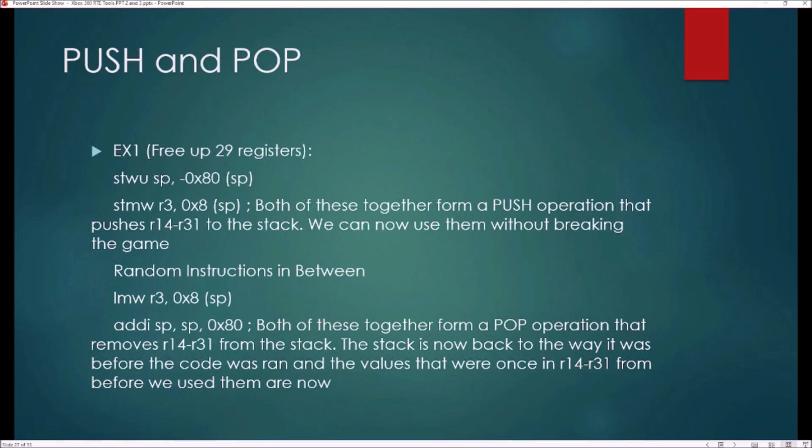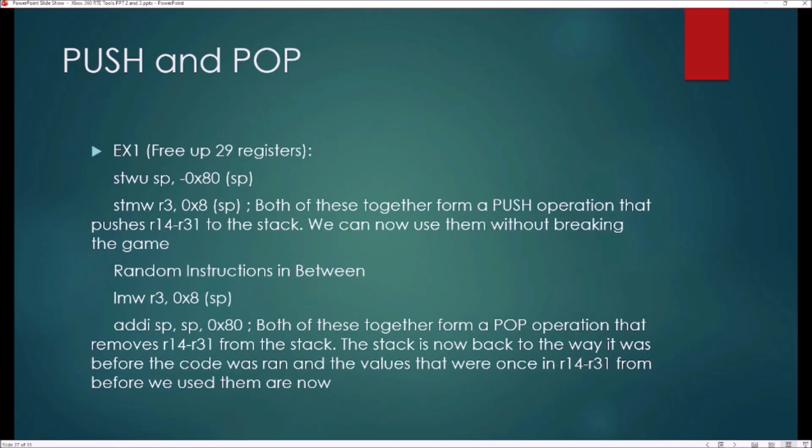So here's what. This push right here, the first 2 instructions that you see make up the push. The last 2 instructions make up the pop. The random instructions in between are whatever you want them to be. So when these 2 run, this is going to store everything from R3 to R31 to the stack. That means those registers are now free. You can throw whatever you want in them and not have to worry about crashing the game anymore. Then you can execute your instructions in between using those registers for what you needed them to.